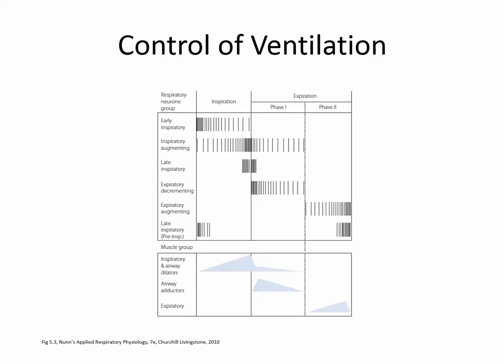This slide shows the 6 groups of neurons involved in normal ventilation: the early inspiratory neurons, the inspiratory augmenting group, the late inspiratory group, the expiratory decrementing group, the expiratory augmenting group, and the late expiratory or pre-inspiratory group. It also shows how each group fires, and the muscular activity that's associated with each one. It's not important that you know that or that you remember that. I just included it for the sake of completeness.